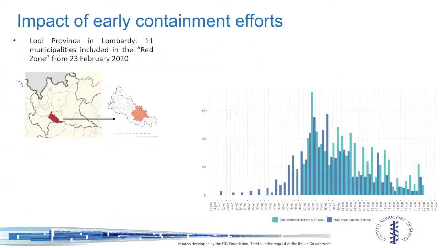The other one is the results. The first lockdown that was done was in the Lodi area. This is the area, and you see the results.